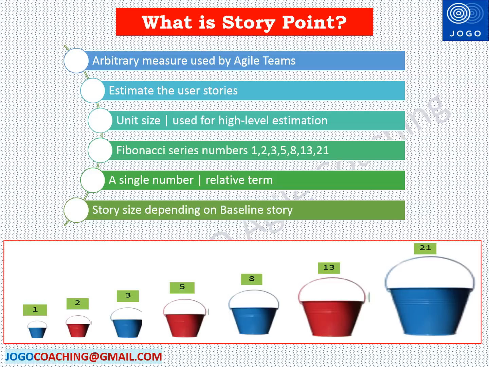Story point is an arbitrary measure that is used by the Scrum teams to estimate the user stories. Story point is a unit size that is used for high level estimation based on the complexity of the user stories. In most cases, a user story range is referred by Fibonacci series numbers. Fibonacci series numbers are 1, 2, 3, 5, 8, 13, 21, etc. The third number will be the addition of the first number and second number. Like that, it will increase.